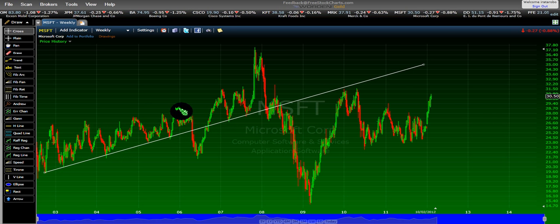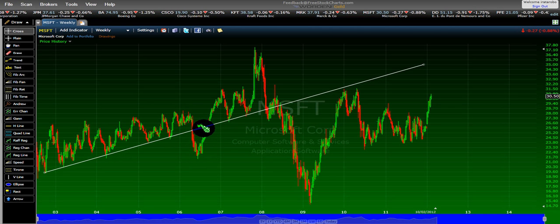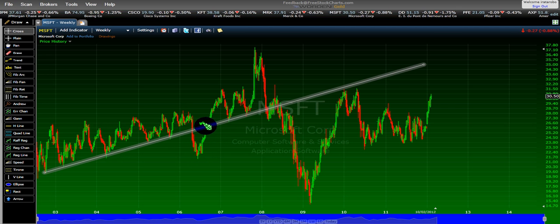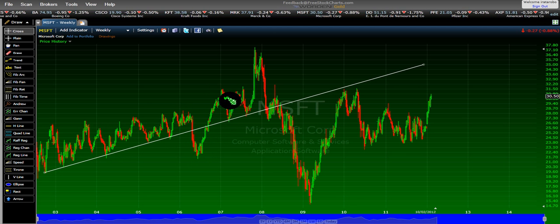So it touches here, and here it breaks below it. When it breaks below it, you don't sell. You wait for it to come back, retest it and turn around. Here it did not turn around. There was no signal to sell. It just climbed back above it, and came back again to retest it.